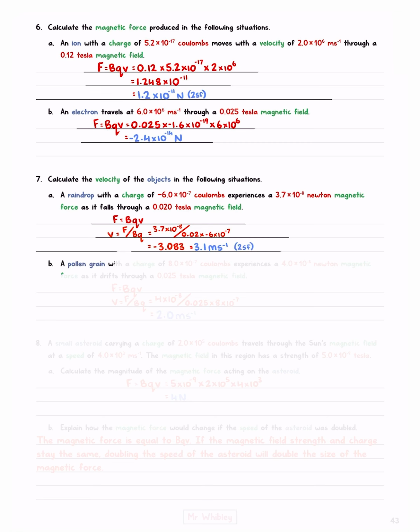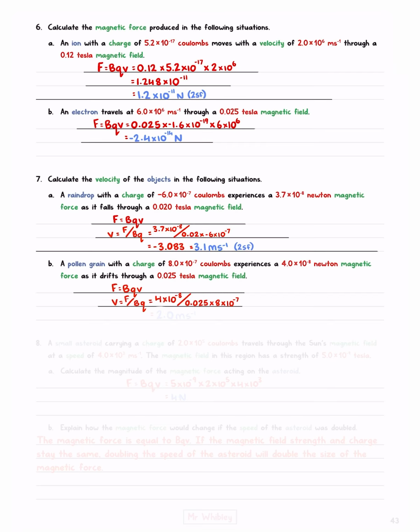A pollen grain with a charge of 8 × 10^-7 coulombs experiences a 4 × 10^-8 Newton magnetic force as it drifts through a 0.025 Tesla magnetic field. Once again, F is BQV, solving that for V, putting in our numbers, gives me 2.0 meters per second.